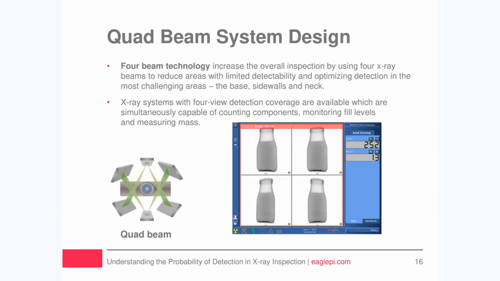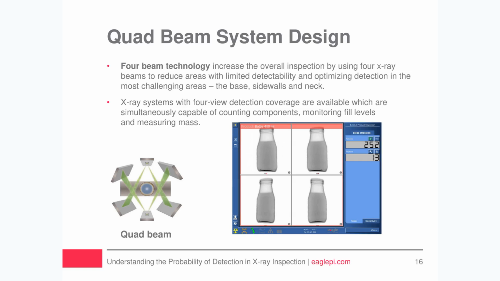Combination beam X-ray systems featuring up to 4 X-ray beams significantly increase the overall inspection coverage in glass containers, namely, compared to the single X-ray beam or even the dual X-ray beam, by reducing areas with limited detectability and optimizing detection in the most challenging areas, which are the base, the sidewalls, and the neck of the jar. As you can imagine, by having 4 simultaneous views looking in slightly different angles, contaminants are easier to locate.